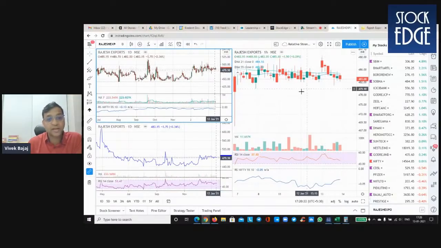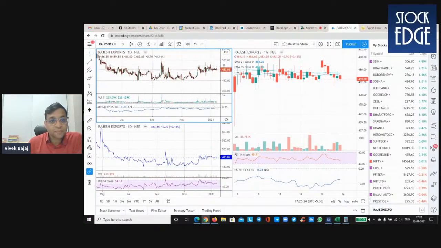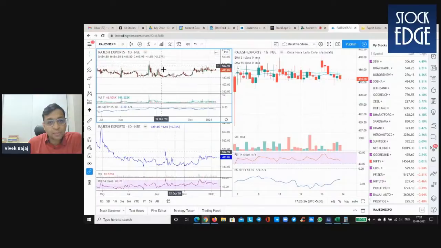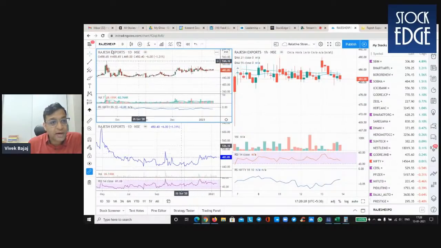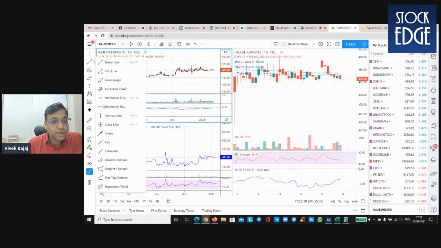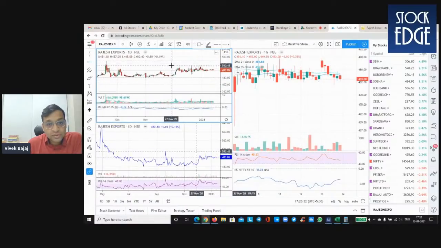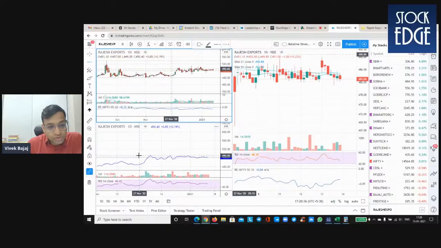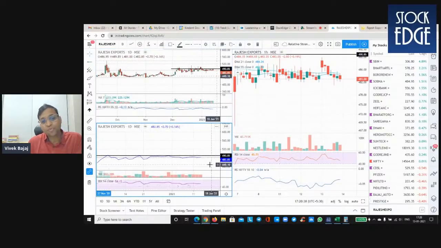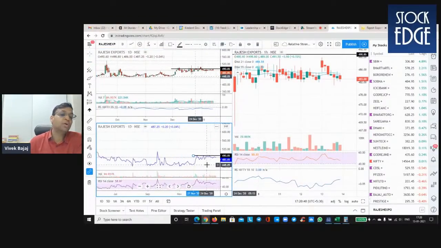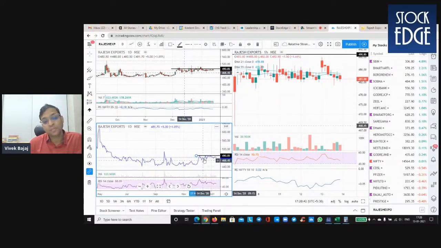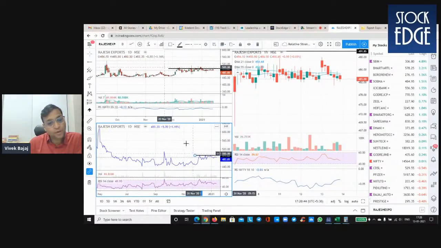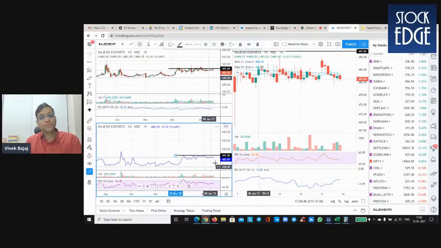This is around 490. So if the stock gives a breakout above this previous swing high, so which one is the previous swing high? Let's see. So this probably is the previous swing high. So let's see the line chart, which is the closing chart. This is interesting. So 491 is the breakout level in this stock. So you will put an alert in this. So 492 is the breakout level.